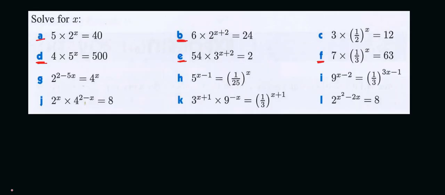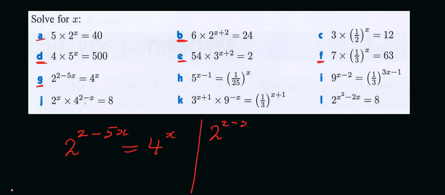Okay, so now we are on G. This is G. So we have 2 exponent 2 minus 5x equal 4 exponent x. So we have a base of 2 on the left side. So let's also try and make the right side to be a base of 2. So this will become 2 exponent 2 minus 5x equal 2 exponent 2 x. So now we can use these two to multiply this x, and that is going to give you 2x.